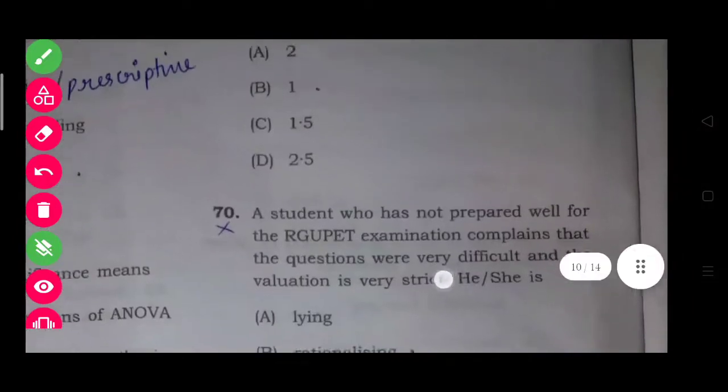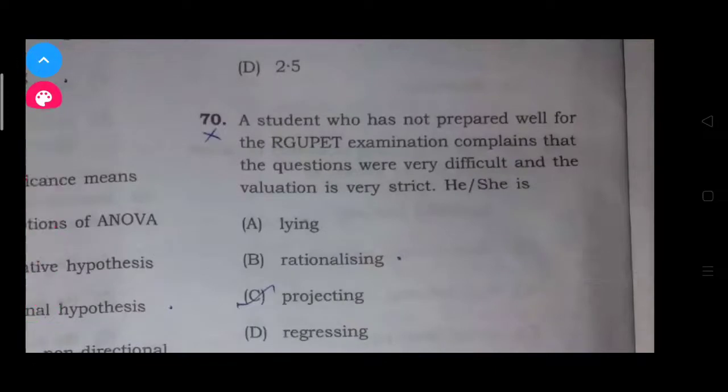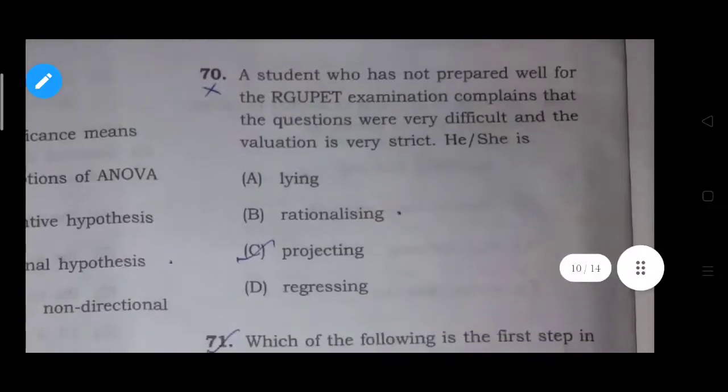Okay, now move to the next question, 70. A student who has not prepared well for the RGU-PET examination complains that the questions were very difficult and the evaluation is very strict. What does it mean? Which will be the correct answer? Option A is lying. Lying, you know what the meaning of lying is. Then next is rationalizing. What is rationalizing? That means an attempt to explain or justify.